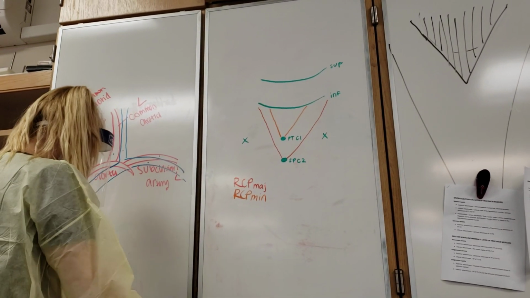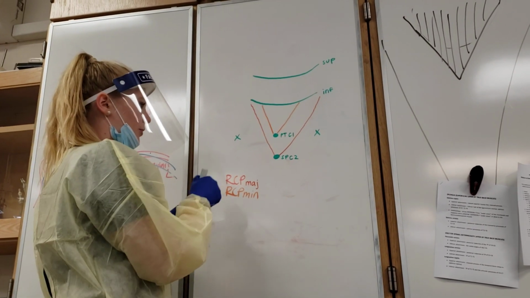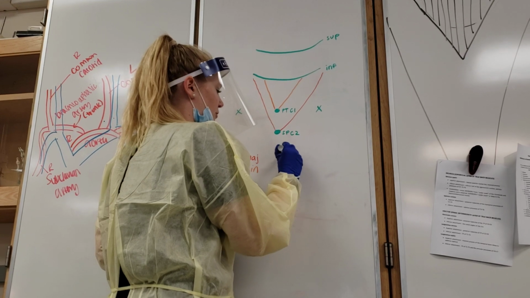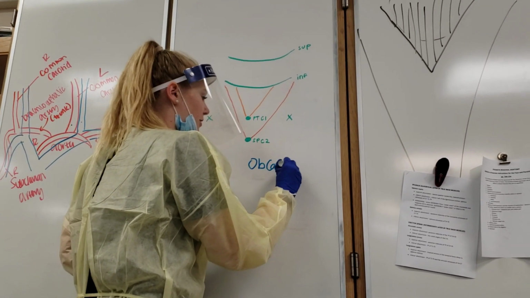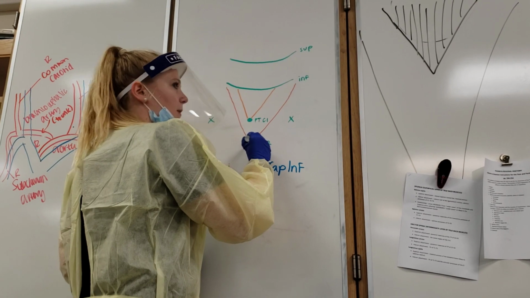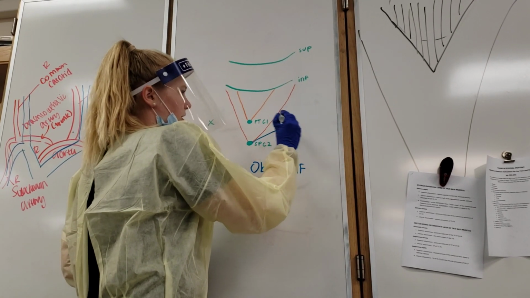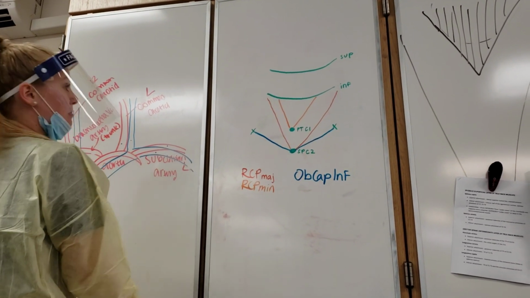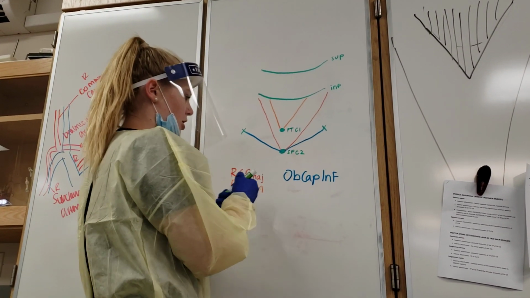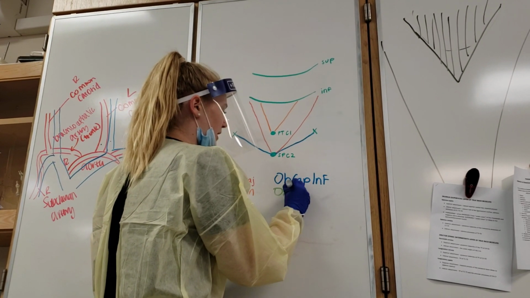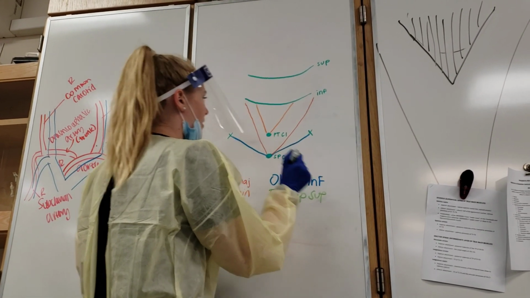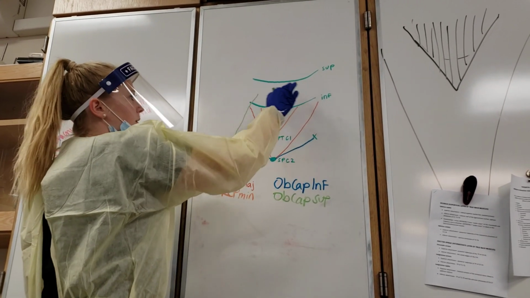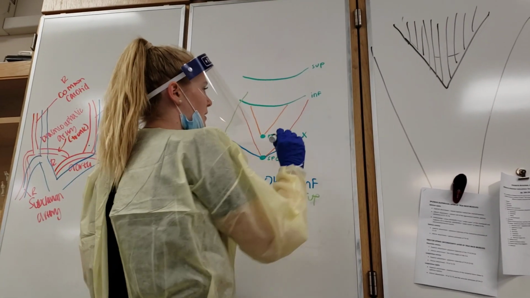All right. So now I'll use this blue marker, this will be the obliquus capitis inferior, and so that'll go from the spinous process of C2 to the transverse process of C1. And then I'll use this light green marker to do the obliquus capitis superior. And that goes from the transverse process of C1 to laterally between the superior and inferior nuchal lines.